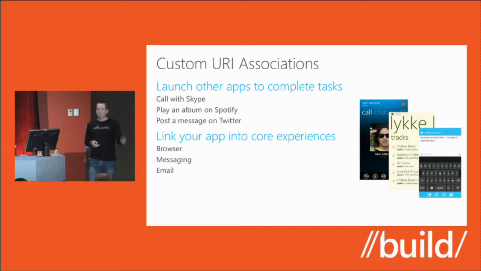So for the maybe 30% of you that didn't raise your hand, URI associations are basically a way for apps to launch other applications to handle particular tasks that those applications may be best able to complete. And on the flip side, for you to register as a handler for a particular task that you're in the best position to complete.